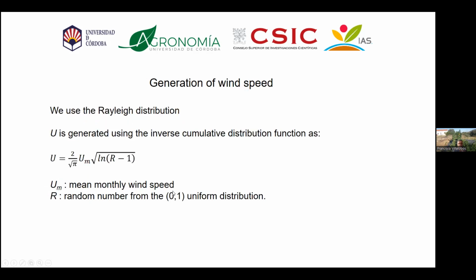Finally, for wind speed, we use a Rayleigh distribution, which has the main advantage that it depends only on the average value of the distribution. So we can generate daily values of wind speed using this equation, where U sub M is the mean monthly wind speed, and then R would be a random number from the 0-1 uniform distribution that would generate the values of U for each day of the month.